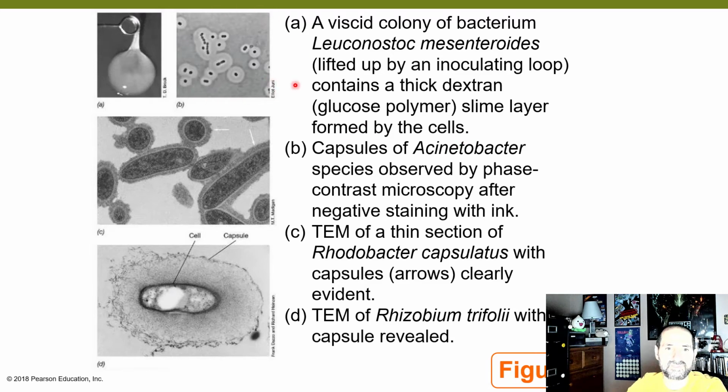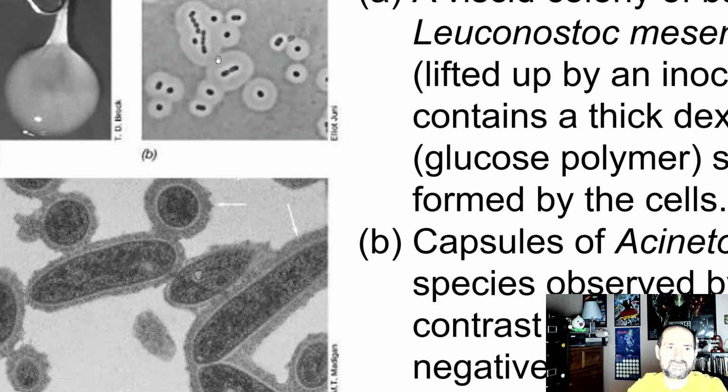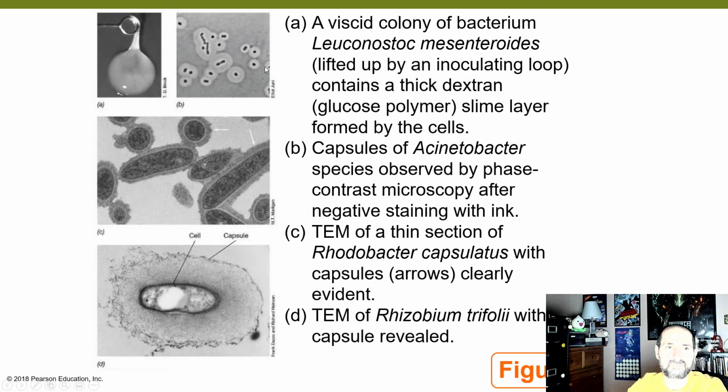Here in B, you can see Acinetobacter species observed by phase contrast microscopy after negative staining with ink. Remember, so you can see here the capsules of these bacterium. You see that halo? That's the capsule of the bacterium. And with negative staining, what you've done is you've stained the background of the slide. You've even stained the bacterium. So you see this dark color is the bacterium, and you've also stained the background. And what's not stained, these little halos, that's showing you the thick capsule layer of the cell.